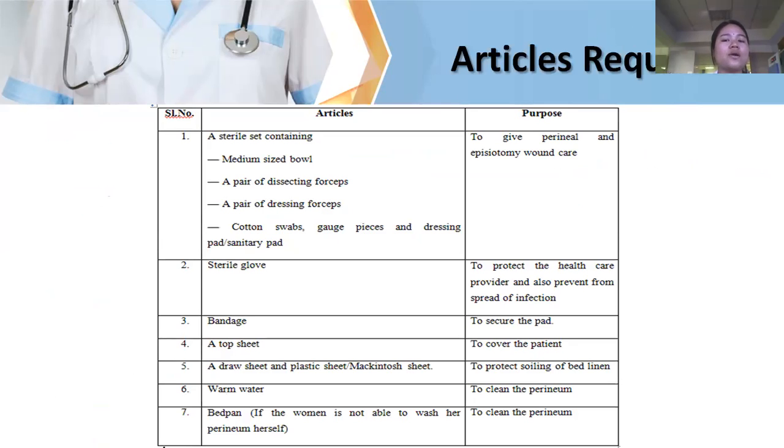Next, what are the articles that are required to provide the episiotomy care? First, a sterile set containing a medium-sized bowl, a pair of dissecting forceps, a pair of dressing forceps, cotton swabs, gauze pieces, and a dressing pad or sanitary pad. These are all used to give perineal and episiotomy wound care.